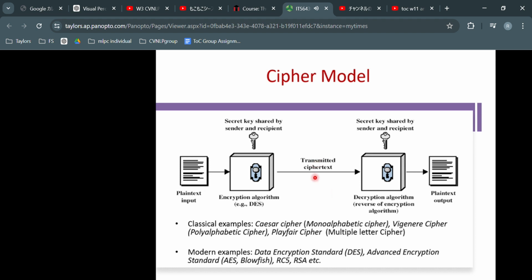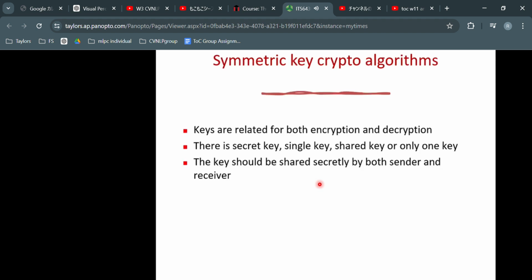So if there is an adversary, and adversary means a person who has malicious intention, okay, who intercepts the network, enters the network, and sniffs the ciphertext. When an adversary intercepts the network and reads the ciphertext, he or she will be able to read the key as well, because the key is also sent along with the message in symmetric key cryptography. Symmetric key cryptography means the same key is used for encryption as well as decryption. Okay? So along with the ciphertext, the key is also sent.